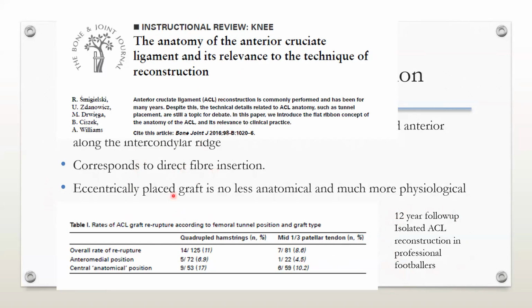They've quoted the retear rates, but how about return to sport and return to the same activity level? I don't think it was mentioned, so I'll look into it, sir.